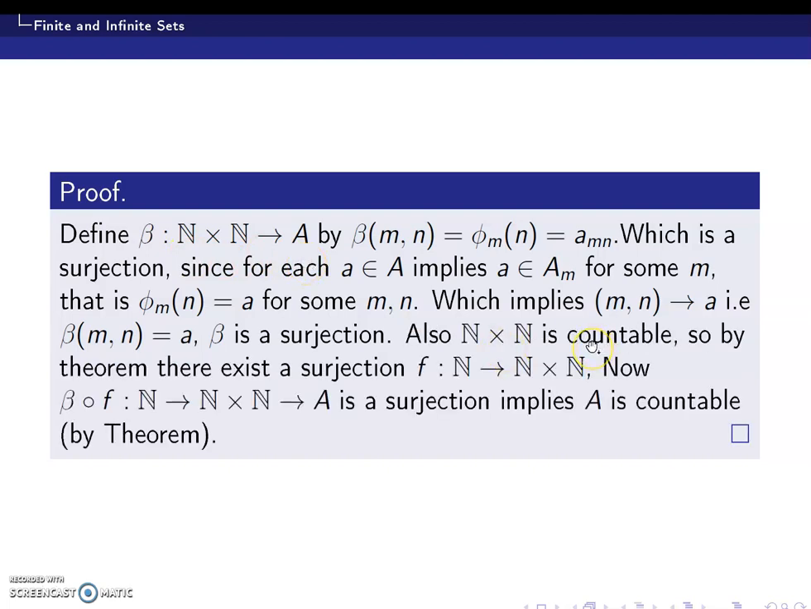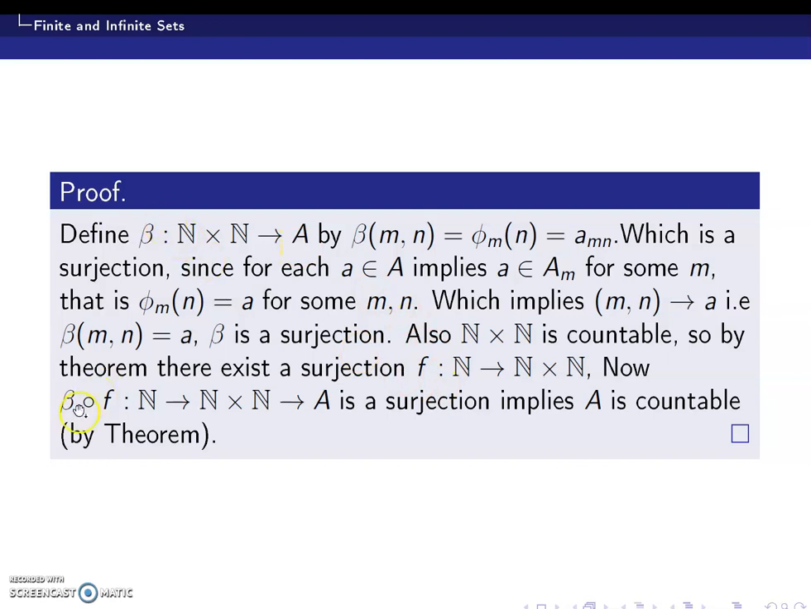Since N cross N is countable, by the equivalence condition, we can say that there exists a surjection f from N to N cross N, which we have already obtained in a previous theorem, which states that a set is countable is equivalent to saying that there exists a surjection from natural numbers onto that set. In this case, the countable set is N cross N. So f is a surjection from N to N cross N, and beta is a surjection from N cross N to A.